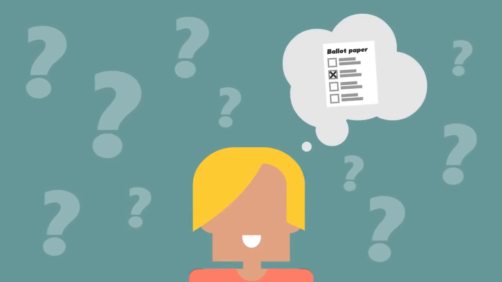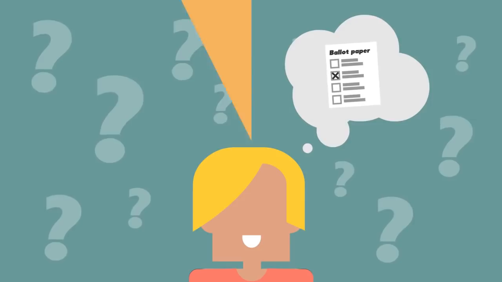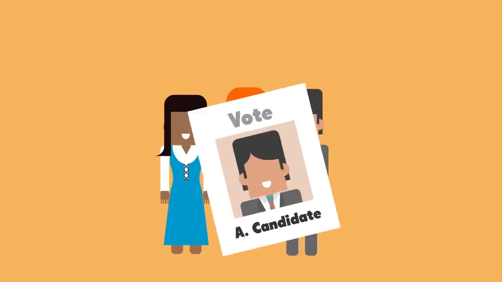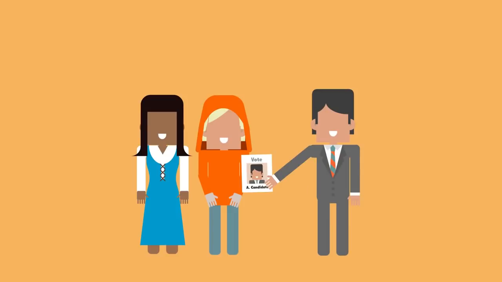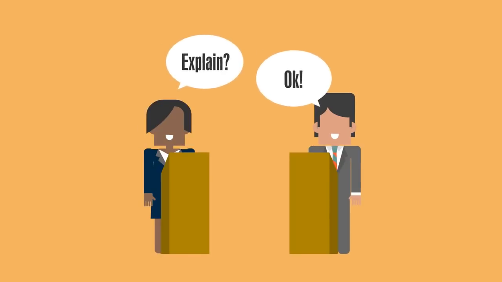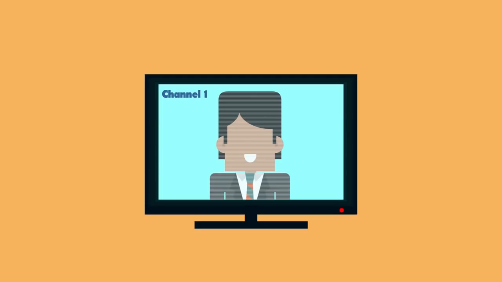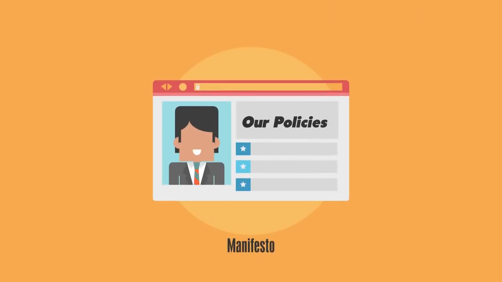OK, but how would I know who to vote for? Before elections, candidates need to campaign to get people to vote for them. Campaigning can involve handing out political leaflets, speaking in public debates, talking to people during door-to-door visits, and party political broadcasts. Parties standing for election publish a declaration of their policies during the campaign, called a manifesto.